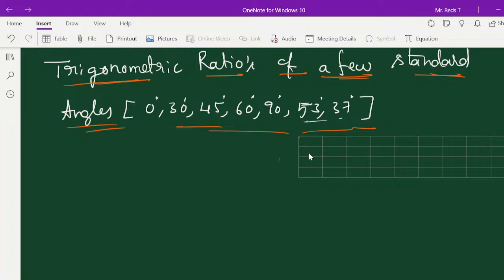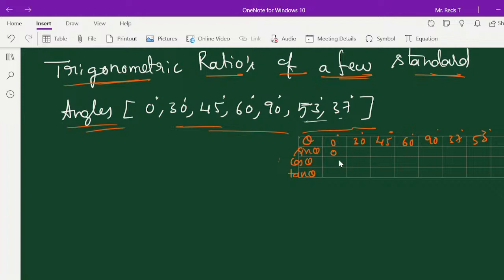Here let us consider the functions for the angle theta: sine theta, cos theta, tan theta. Only these three. The reciprocals, cosecant, secant and cot, you can get automatically if you remember these. Now theta takes the values 0, 30, 45, 60, 90, then 37, 53.